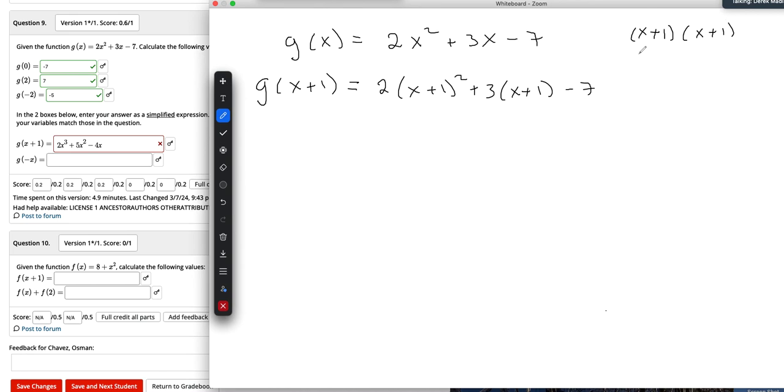So it means I have x plus 1 times x plus 1. And if we FOIL all this stuff out, we'll get x squared. On the outside, I'll get a plus x. On the inside, I'll get a plus x. So that's going to make plus 2x. And then on the end, I'm going to get a plus 1. And then I'll rewrite that over here. So this will be 2 times that result right there.